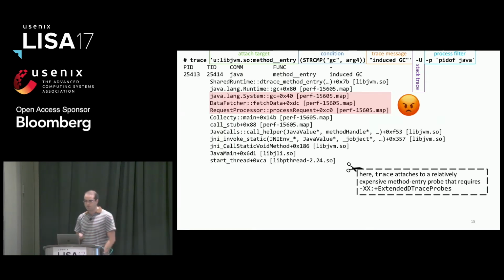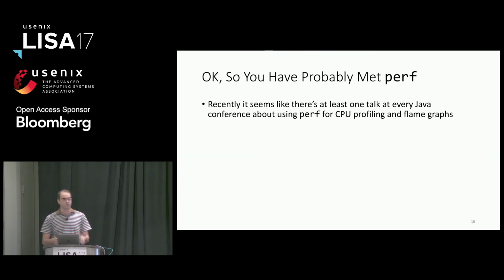And here's what the result looks like. We get the stack trace for that GC event, which tells us where this induced garbage collection was coming from in the Java process. So this is just a piece of code in data fetcher fetch data, which is manually calling system GC and causing lots of garbage collections. So that's a couple of examples of using trace. This is just one tool based on this BPF kernel technology that we'll be talking about. So let's move on and see what it is.